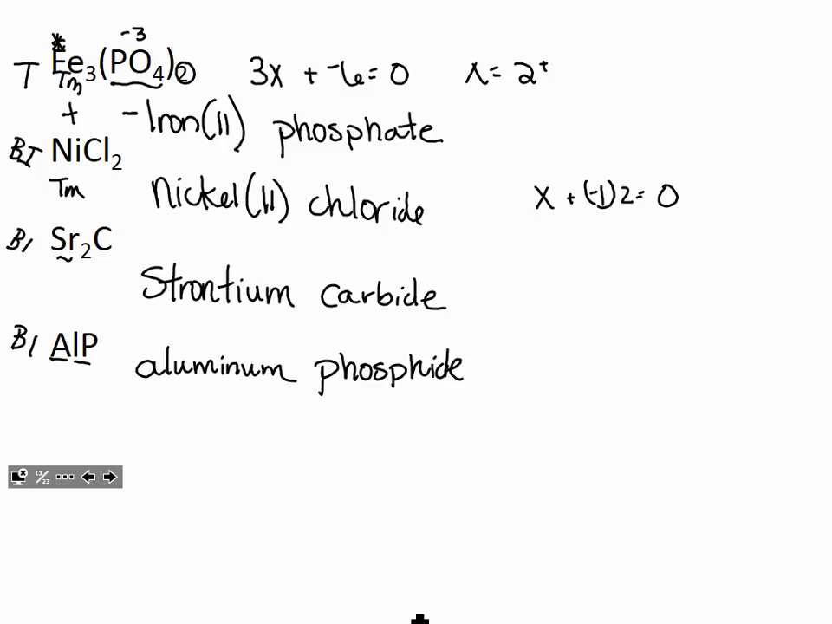Do not forget what you learned when it came to writing formulas. You learned that if you look at a name and it ends in "ide," IDE, then it is binary. If you look at a name and it ends in ATE or ITE, then it is ternary. So when you write your names, you should follow that rule. That's not going to change because we're working this in reverse.